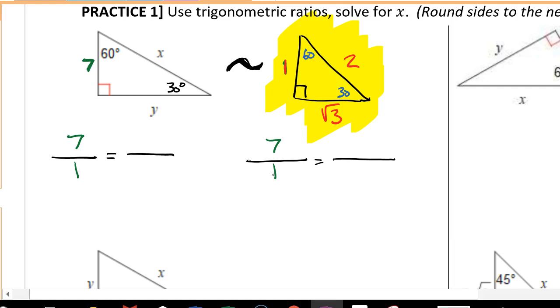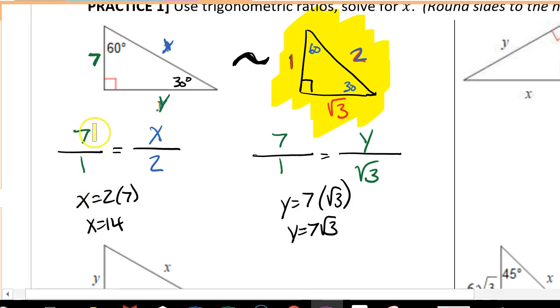We now are going to set up the ratio relating the sides that are unknown. So x matches up with the side length of 2, x over 2. And y matches up with side length root 3, y over root 3. I've now created a proportion that I can cross multiply and solve. X times 1 is x, 2 times 7 is 14, x is equal to 14. 7 times root 3 is just 7 root 3, and we've found our missing values.